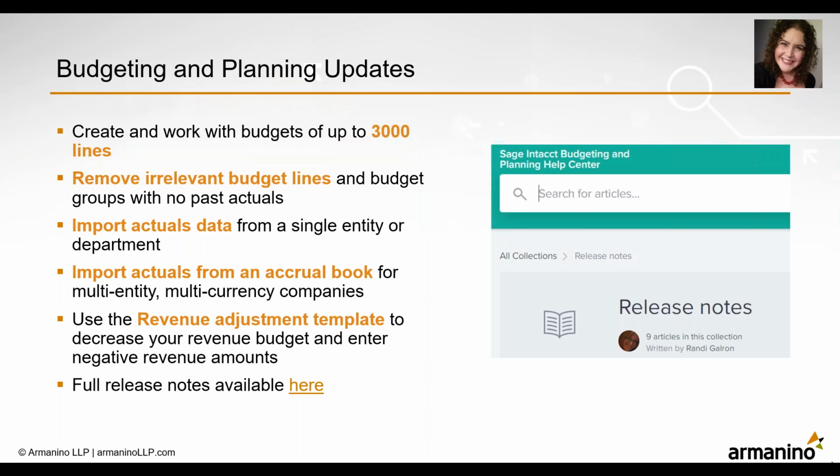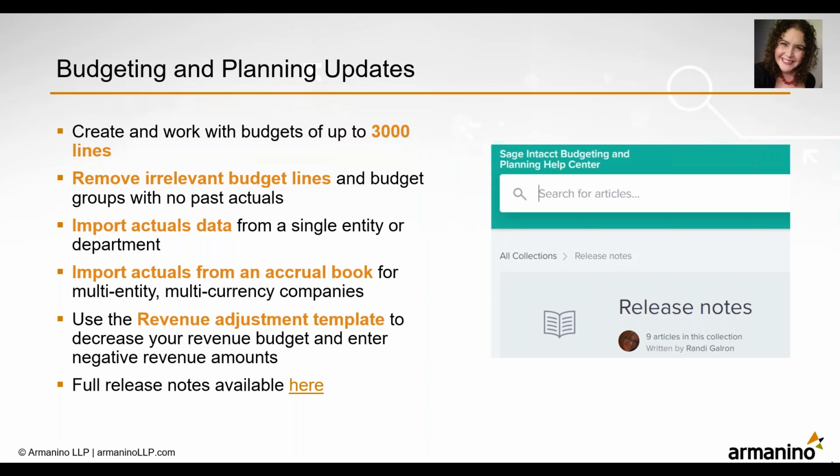Previously, when you were importing the actuals into the budget module for reporting, you had to bring in everything every time. Now with this release, we've got the ability to import actual data from either just one entity or even a single department. So if you want to do some updates or some modeling, or somebody else does, they can update their own stuff and go forward and do some forecasting there. You can also import actuals from an accrual book for multi-entity and multi-currency companies.